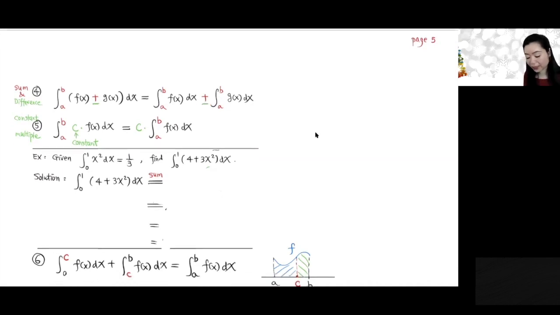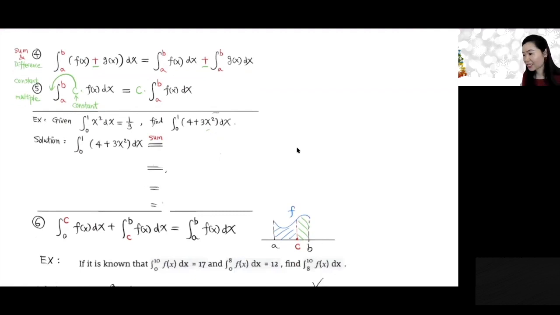Another one is the constant multiple rule. If you have a constant times a continuous function, and you integrate this from a to b, you can actually bring out this constant in front of the integral. So you will get c in front of the integral, c times this integral.